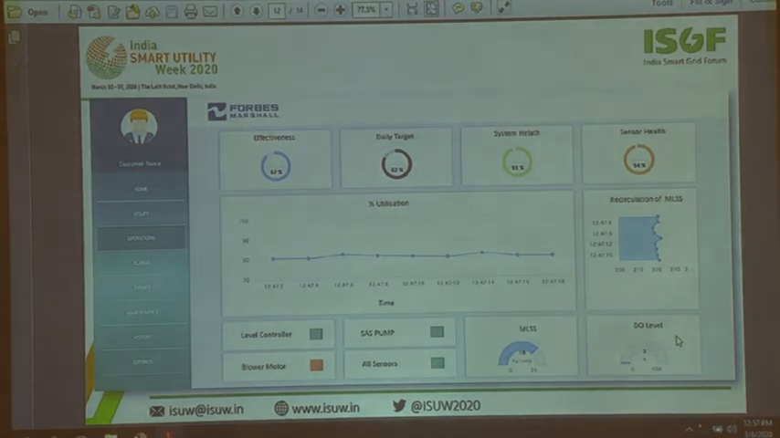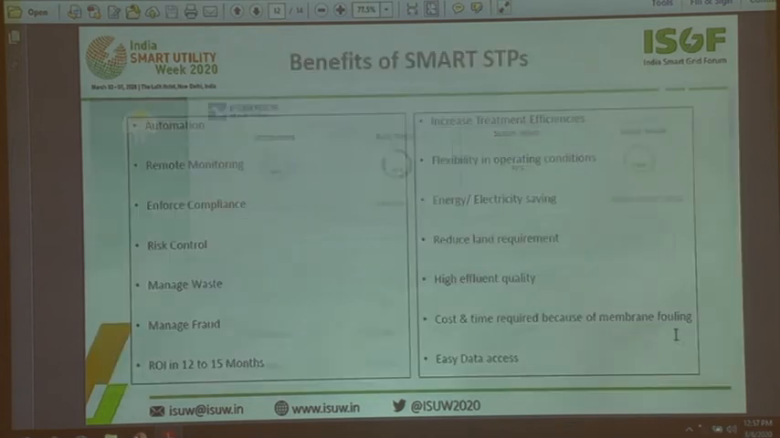These are the live dashboards: what is the effectiveness of the plant as of now, what was the daily target, where we are on the target, how is the system health, how is the sensor health for each and every sensor. You can click and check whichever sensor health you want to know. For example, this is shown for dissolved oxygen. These are some of the benefits we get after we do some automation, which we call smart STPs. We have automated plants and remote monitoring.